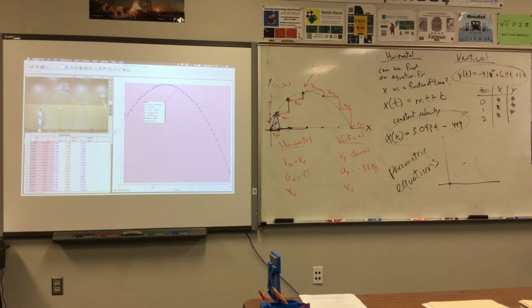T squared plus 6.4 T plus 1.7. What's beautiful about that is it actually starts at time 0. Window's too small. Change the window scale, zoom out, Y max. Oh, that does not look like a 2. That looks like a 3. I have to change my window settings.